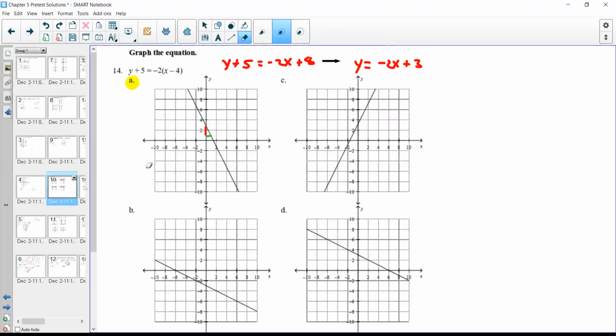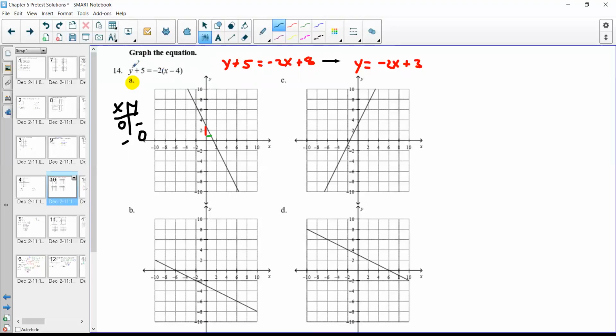Okay, number 14. Again, you could figure out what the line is in a couple of different ways. You could use a table: let x equal 0 and substitute it in here and see what you get for y. And then let y equal 0, substitute it in and see what you get for x. And then you could look for those 2 points on any of these lines.